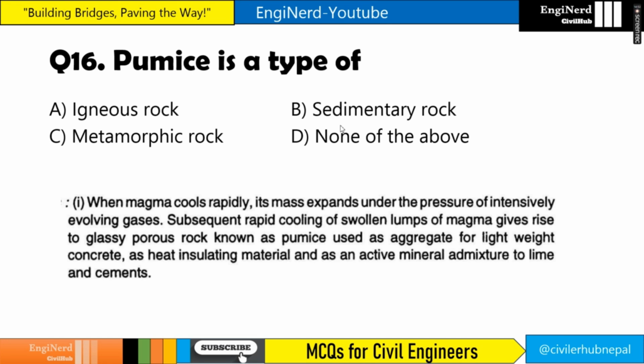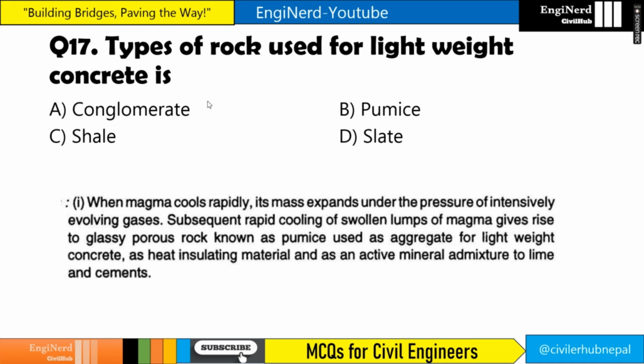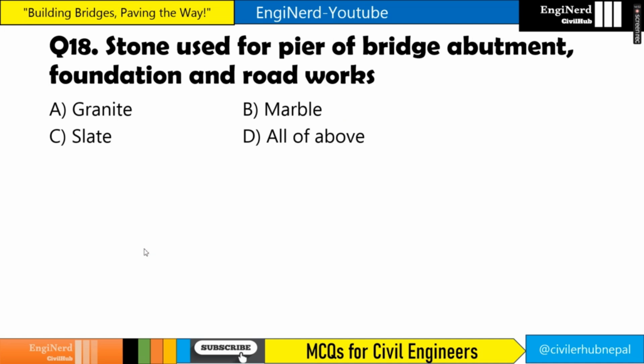Pumice is an igneous rock, which is a lighter stone, and it can float in water as well. So this floats in water and is lightweight. The type of rock used for lightweight concrete is pumice, right? You can see here pumice is used as aggregate for lightweight concrete. The stone used for piles, bridge abutments, foundations, and roadworks is granite.